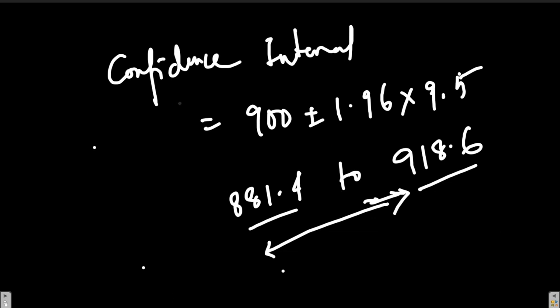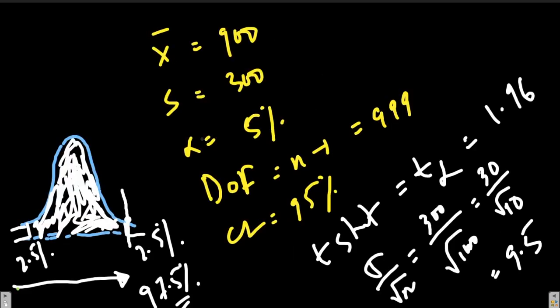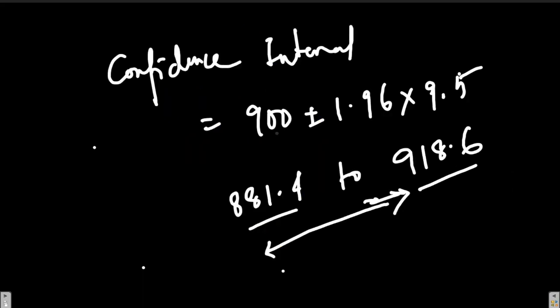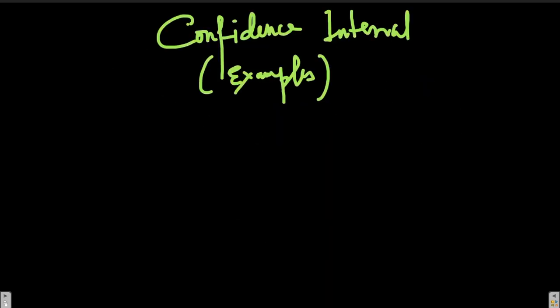So you basically use the formula. You have your x bar, which is 900 gram for the average weight, and then you substitute the t-statistic 1.96, and sigma by root n is 9.5. Now if you do a plus and minus here, you get the interval. That is how you basically get the confidence interval. With this, we'll end this lecture here, and in the next lecture, we are going to see a couple more examples of confidence intervals.